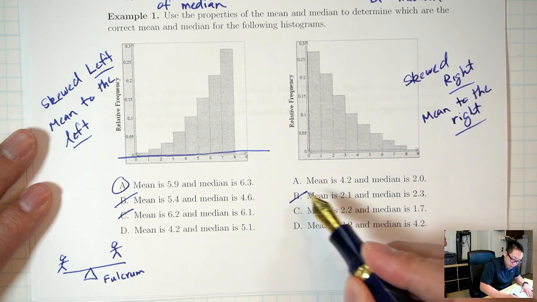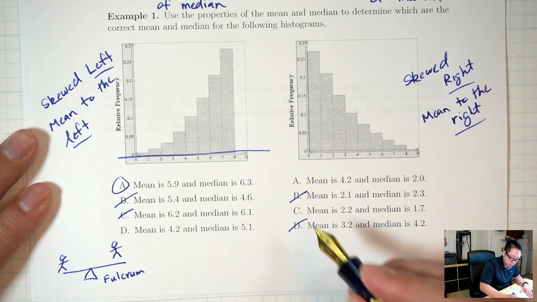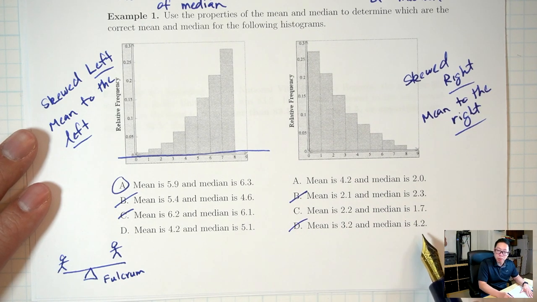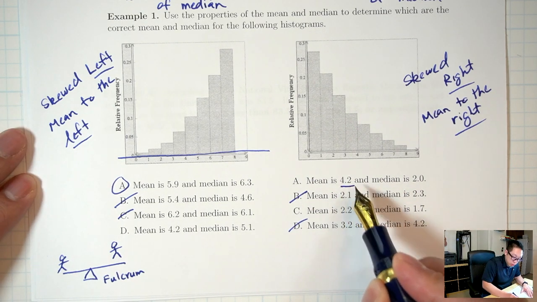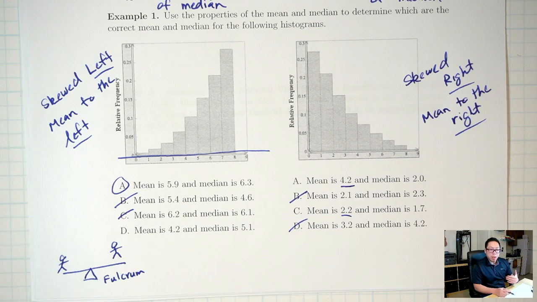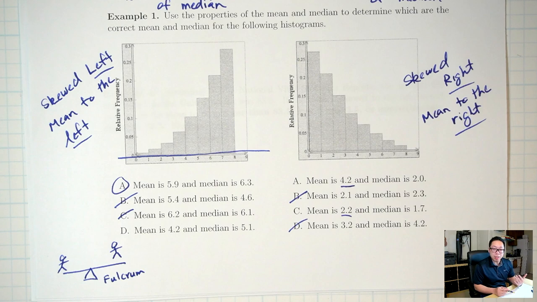I can get rid of B, right? Because 2.1 is to the left of 2.3. What else can I eliminate? I think D, right? 3.2 is to the left of 4.2. So of the two that remain, we're going to look at 4.2 versus 2.2. At which place is the mean more likely to be balanced?